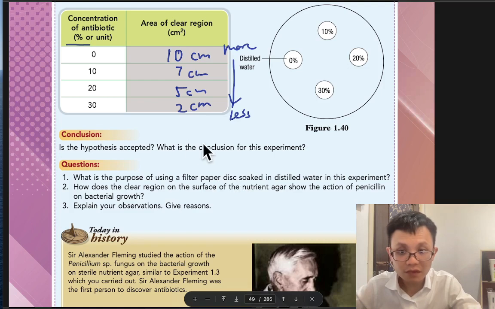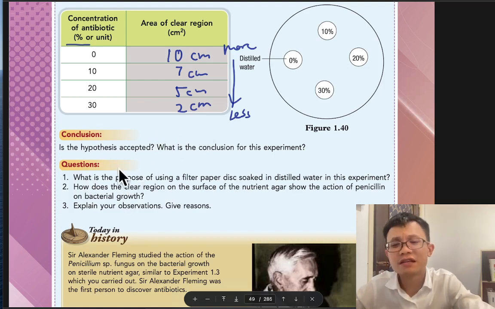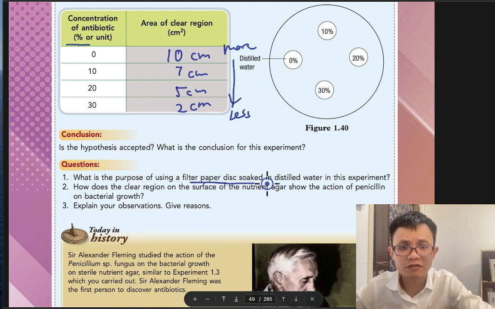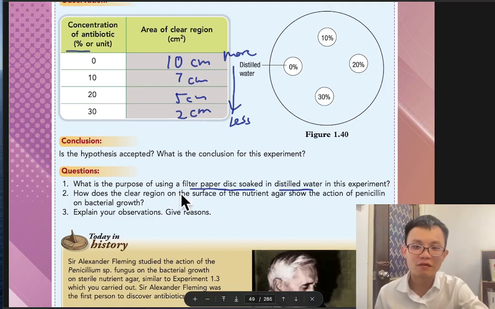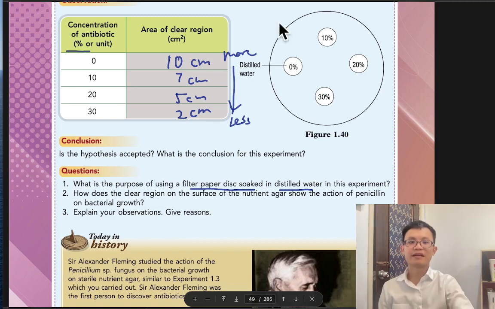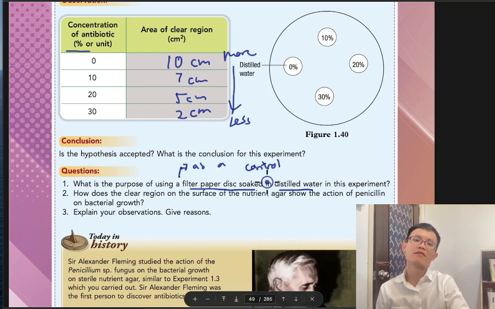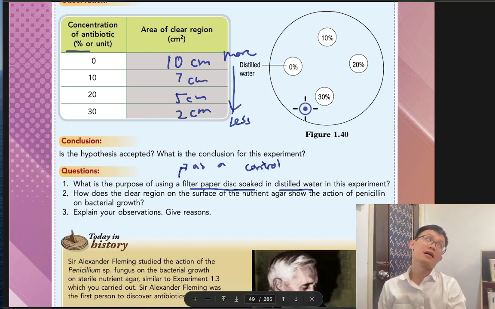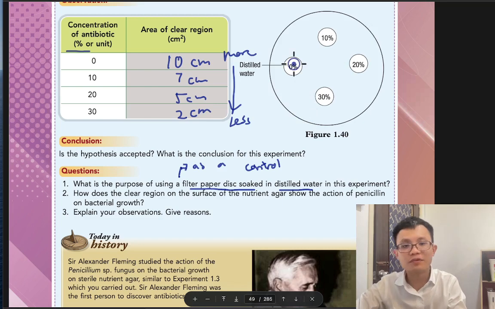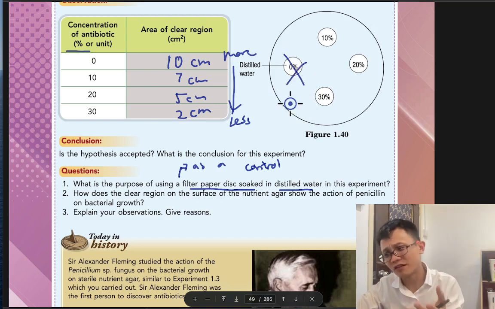Okay, and after that, let's do some questions. What is the purpose of using filter paper dish soaked with distilled water? Why do you want to soak it with distilled water? Okay, so what is the purpose of the filter paper? It is as a control variable. Let's say, actually you don't want to put it also can.